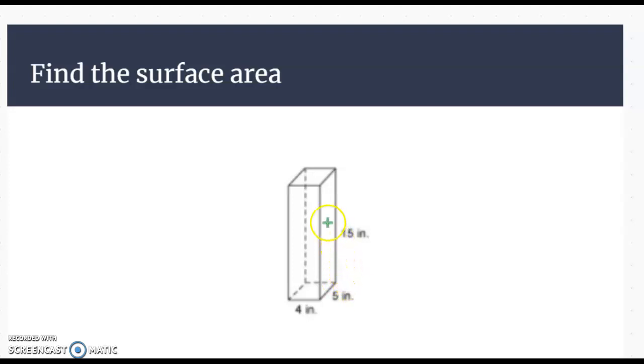Okay, so I'm going to mark one at a time, and we'll note that we have this rectangle and this rectangle. They're both identical, and they both have dimensions of 5 times 15. And then since there's 2 of them, we'll be multiplying by 2. Next, we'll look at the top and bottom. Those 2 are identical, and those 2 rectangles have a dimension of 4 times 5.